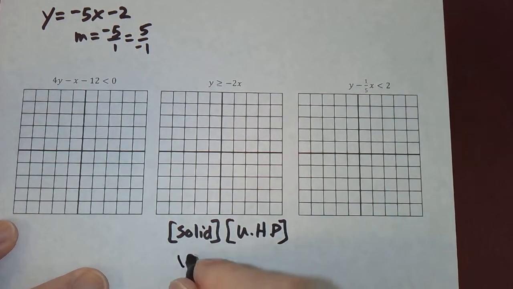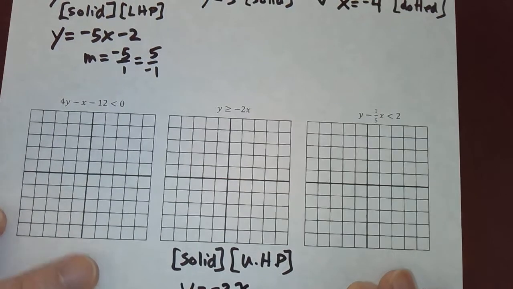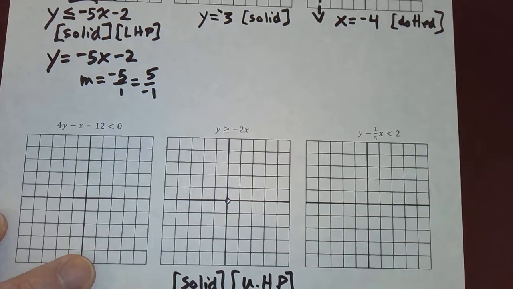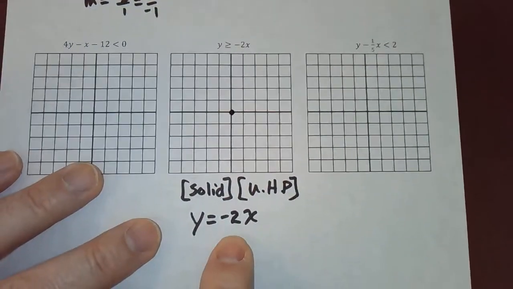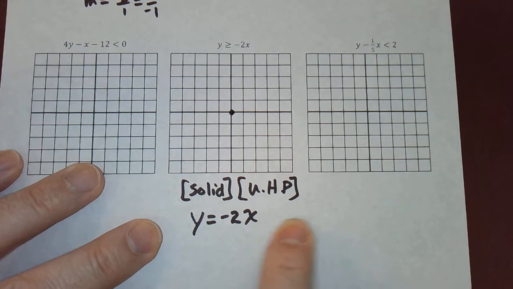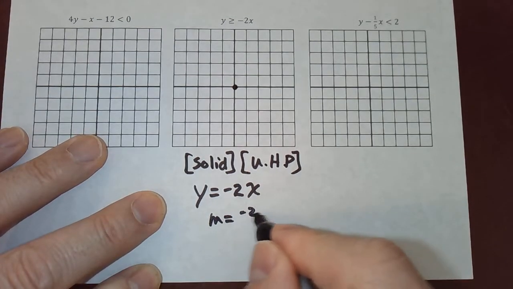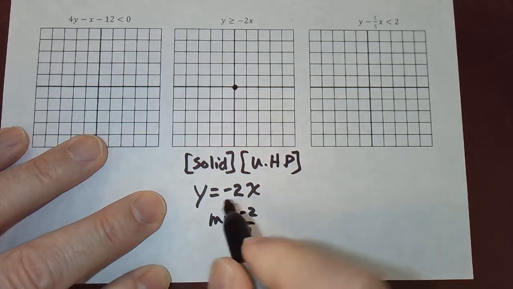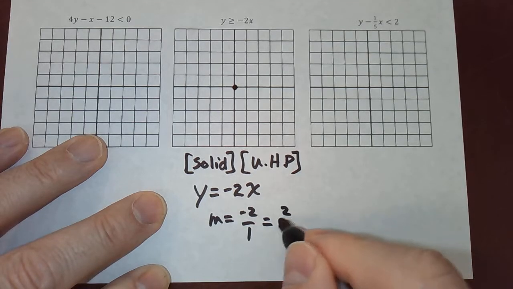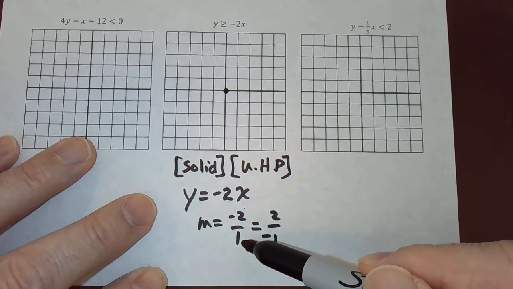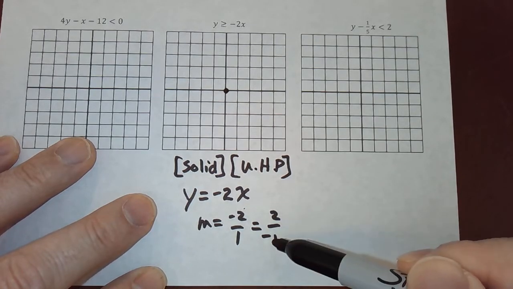So the line we're going to draw is y equals negative 2x, and solid line. So the y-intercept is 0. You can see what this is like: y equals negative 2x plus 0. And then the slope m is negative 2 over 1, negative 2. You could also write that as 2 over negative 1. So I can either go down 2 to the right 1 or up 2 to the left 1.